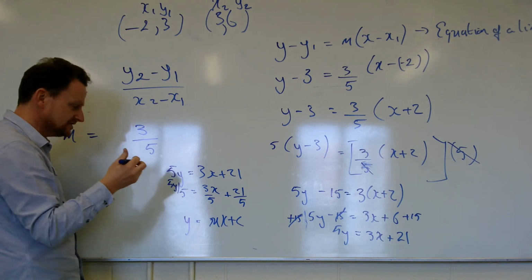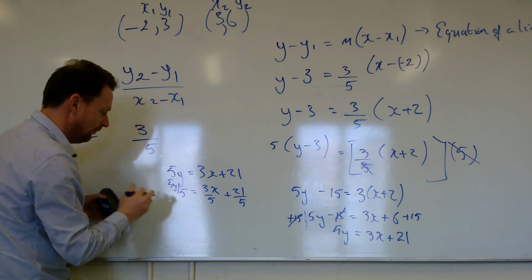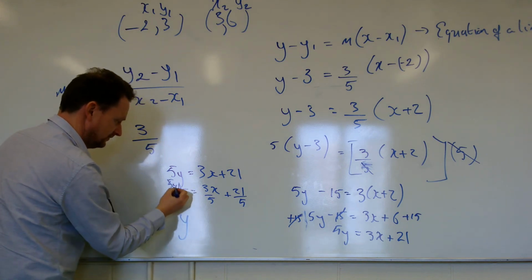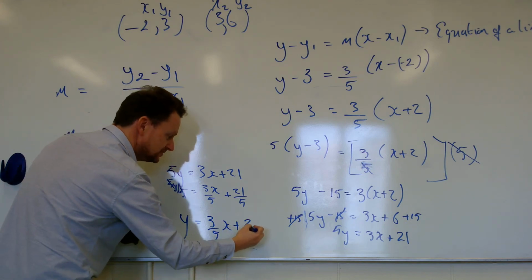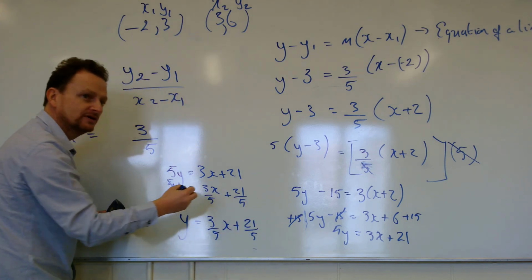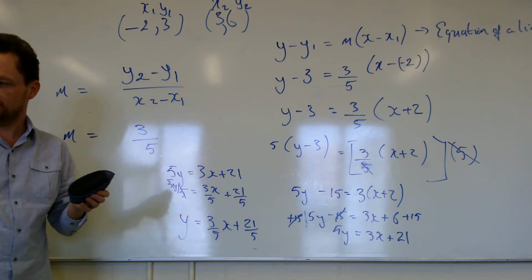Okay, so now that leaves me with y equals 3 over 5 x plus 21 over 5. You can work out what 21 over 5 is by yourself some other time. It doesn't matter, that's fine.